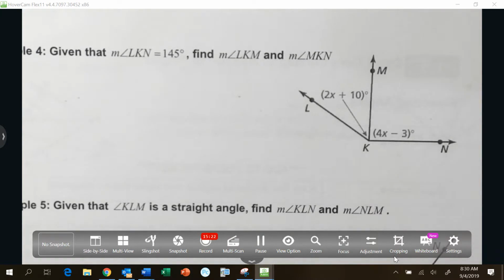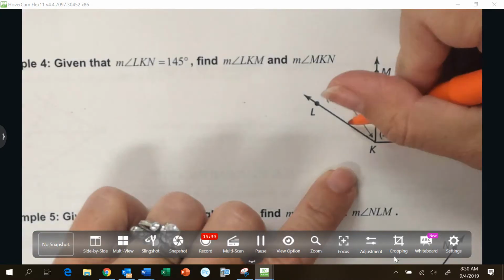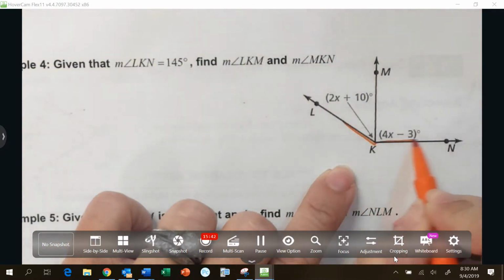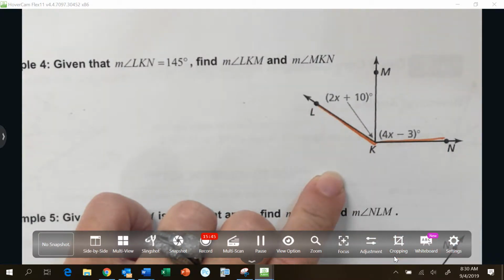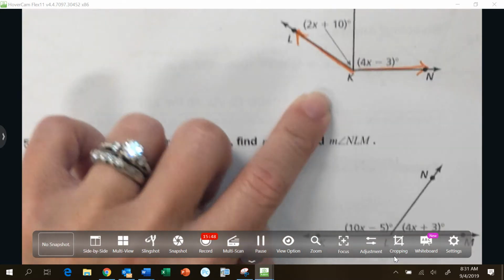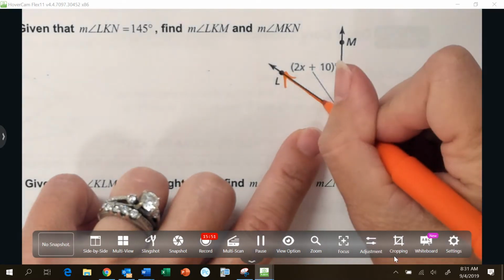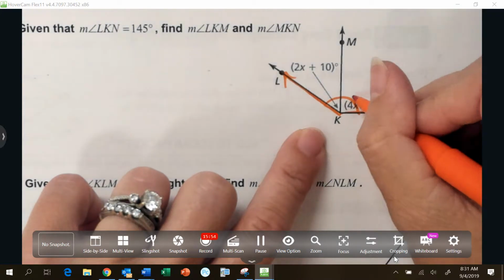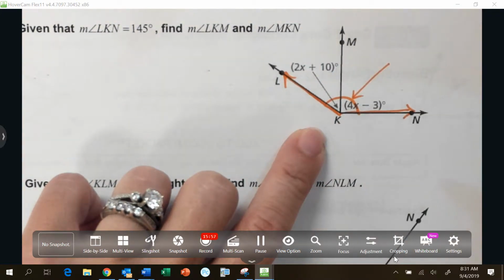So given that the measurement of LKN equals 145, find the measurement of LKM and the measurement of MKN. So let's look at this picture. LKN is the first angle we're talking about. I'm highlighting it in orange. LKN is what measurement? It says in the directions, 145 degrees.